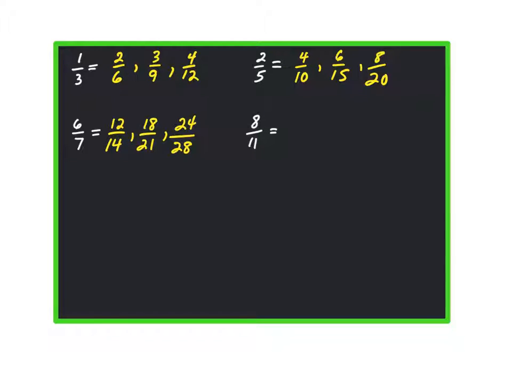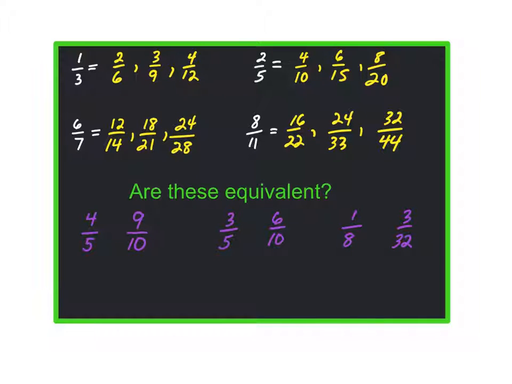And our last one, 8 times 2 is 16. 11 times 2 is 22. 8 times 3 is 24. 11 times 3 is 33. And 8 times 4 is 32. And 11 times 4 is 44. All right, now I have three fractions we're going to look at, are these equivalent?